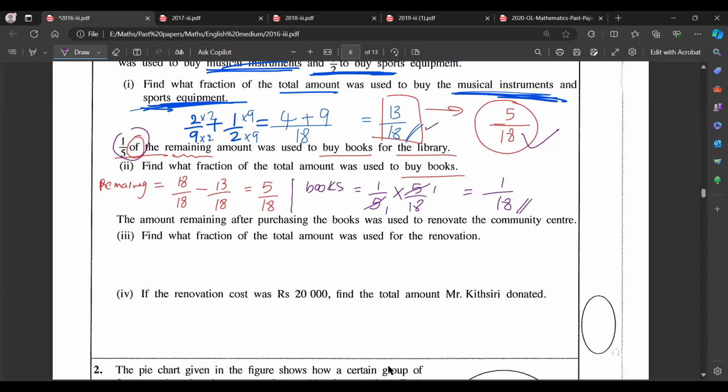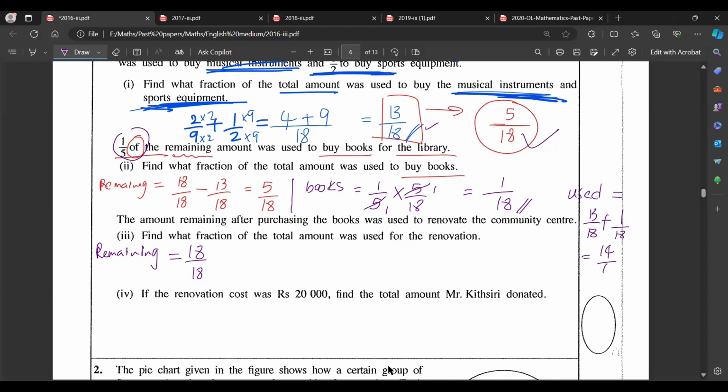Now the amount remaining after purchasing books was used to renovate the community center. After that, the remaining part is used for the renovation of the community center. What is the remaining part now? If there are 18 parts, no need to write all of this. The used part in the beginning is 13 over 18, and now you are using 1 over 18 altogether.